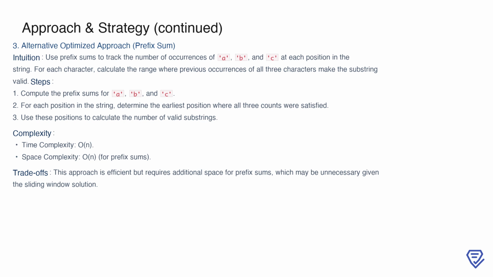The prefix sum approach has a time complexity of O(n), as it processes the string in a single pass, and a space complexity of O(n), due to the storage required for the prefix sums. While this method is efficient and relatively straightforward to implement, it requires additional memory for the prefix sum arrays, which may be unnecessary given the sliding window solution. This trade-off makes it a less appealing choice when space is a critical consideration.